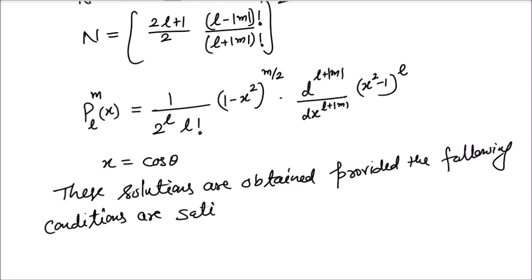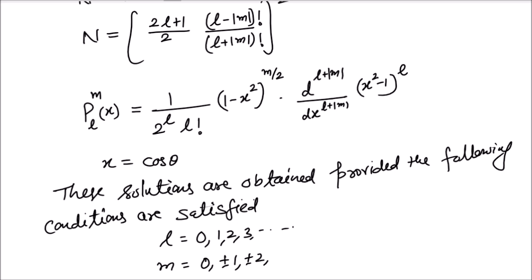And what was the conditions? L should be 0, 1, 2, 3, and so on, and M is equal to 0, plus minus 1, plus minus 2, and so on, up to plus minus L.